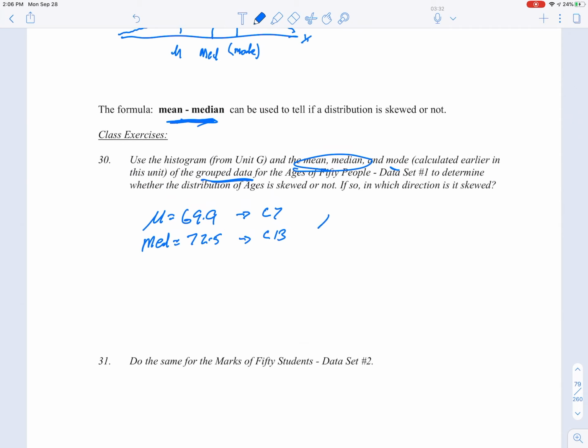So the difference between those two then, the mean minus the median, will be 69.9 minus 72.5, and that's going to give you a negative 2.6. So we would say that these data are negatively skewed, or skewed to the left.